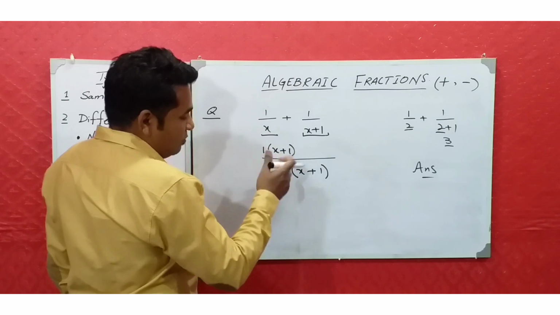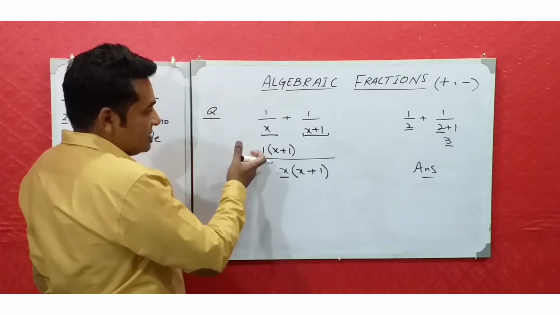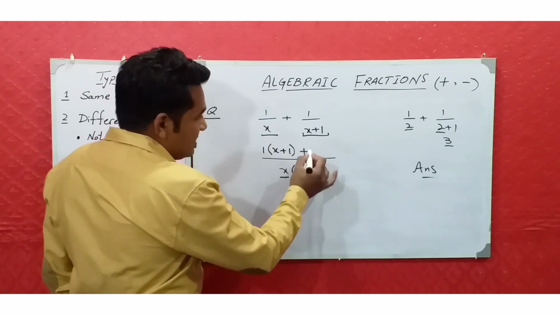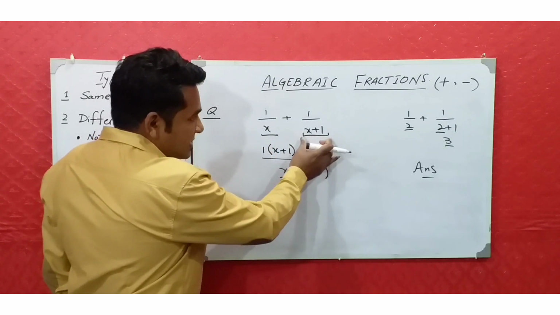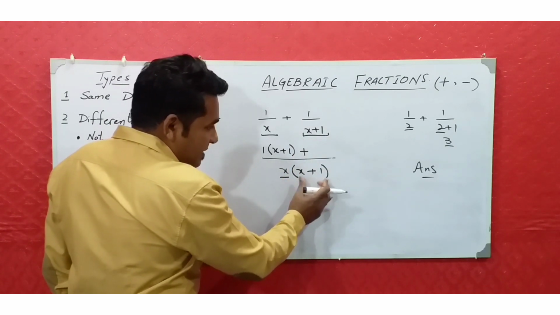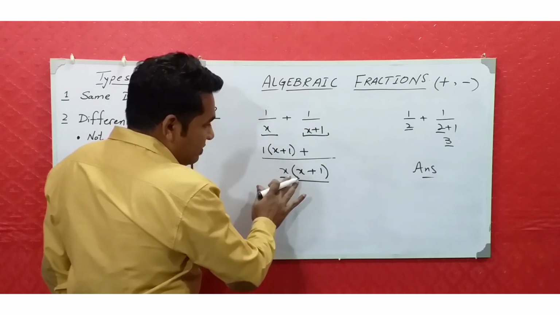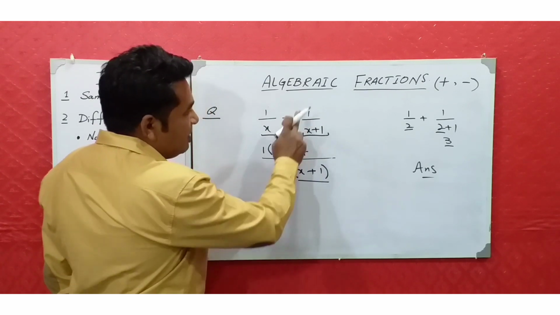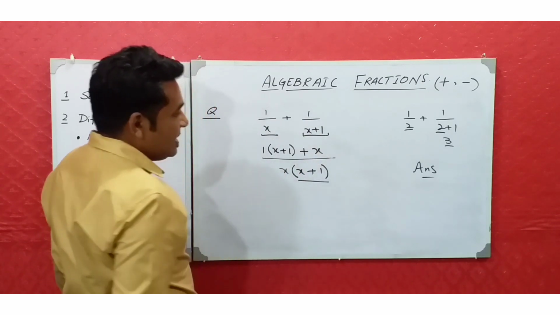This is what I was saying, that 1 and x plus 1, they both are multiplying with each other. So plus, now here you can see this expression is x plus 1, this expression is x plus 1, so they both will cancel each other, x plus 1 and x plus 1. So x is left over, this x will multiply by 1, and here we will write it as x.